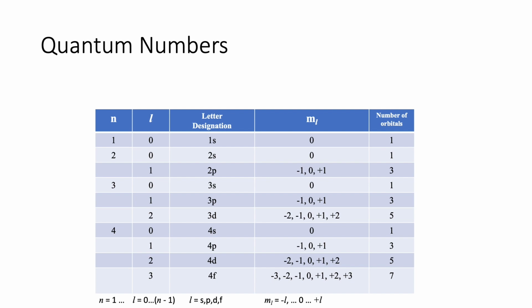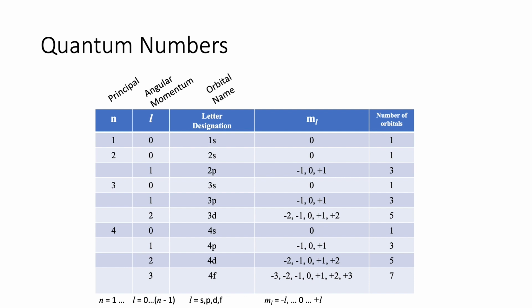This table shows how the quantum numbers can be used to build the orbitals of an atom. Let's invest the time to understand what this table is explaining. N is the principal quantum number. L is the angular momentum quantum number.